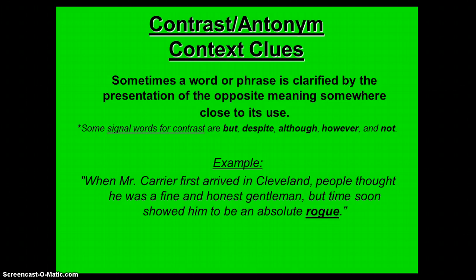When Mr. Carrier first arrived in Cleveland, people thought he was a fine and honest gentleman, but time soon showed him to be an absolute rogue. Right off the bat, I would make sure that students notice that word but, and that is a clue that we are looking for an antonym for rogue. And we can see that if he wasn't a fine and honest gentleman, then rogue must be the opposite of being a fine and honest gentleman, and help them to see that it might mean that he's dishonest.